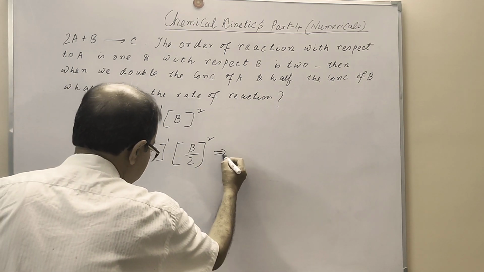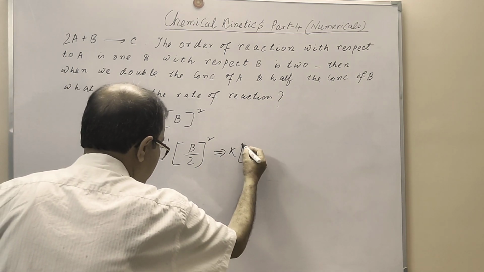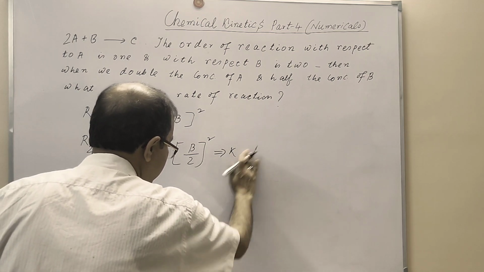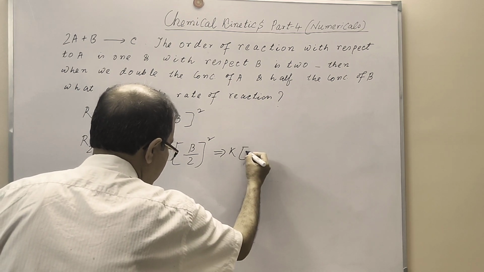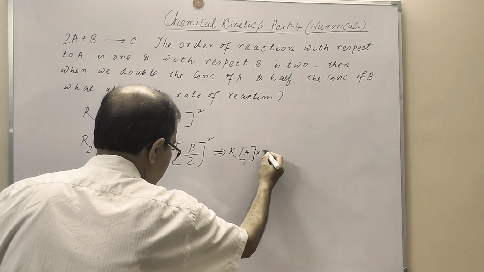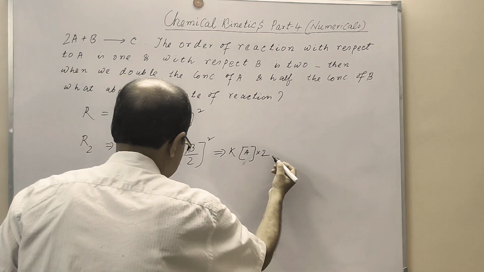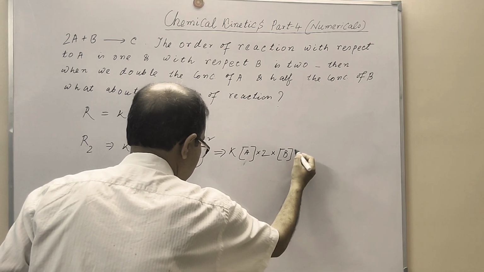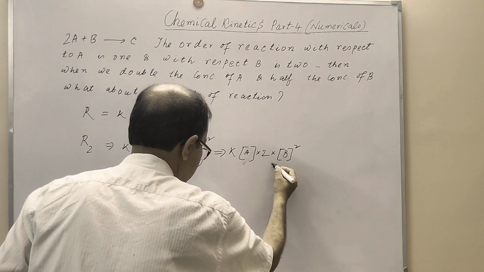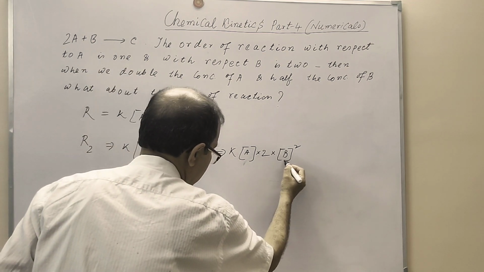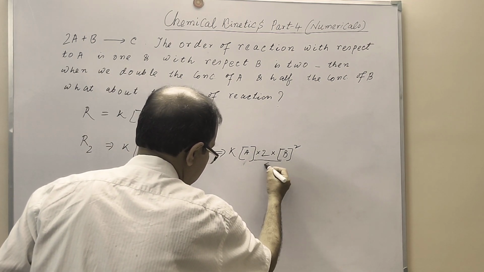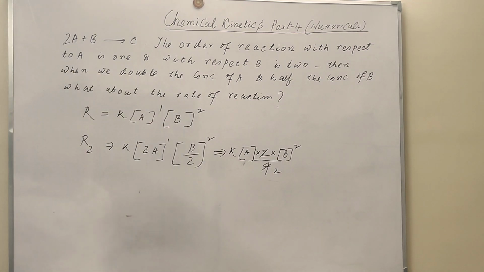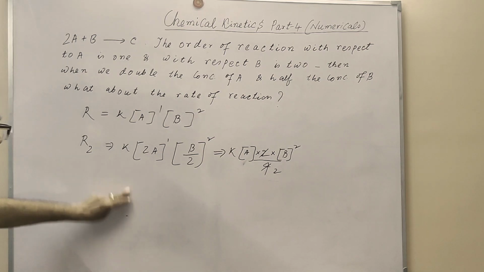This can be further simplified, k into 2A, we can write this way, concentration of A into 2, now we can write also B square divided by 4. So this is 1 by 2, right? So what is going to happen?